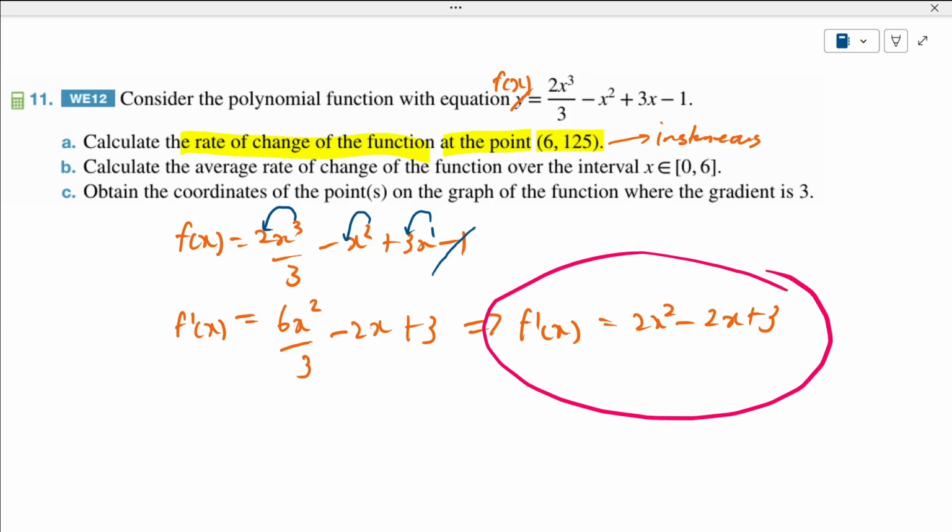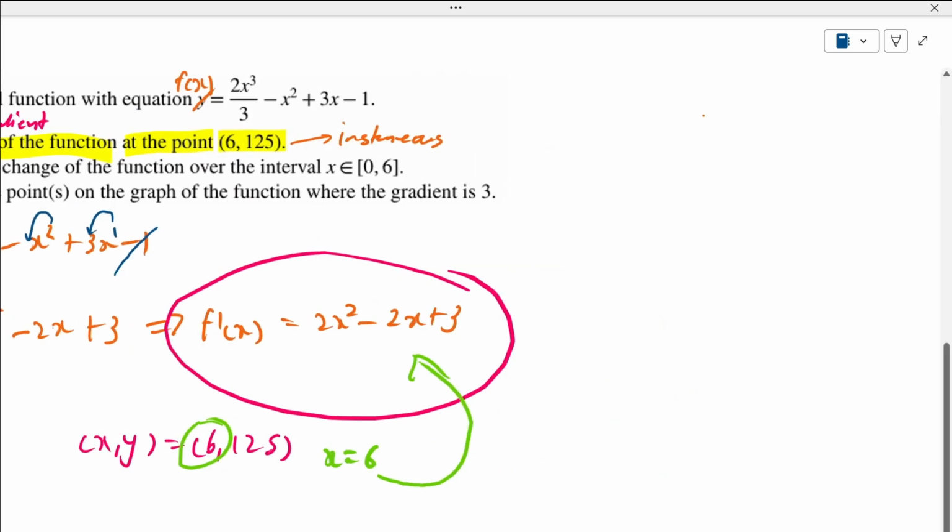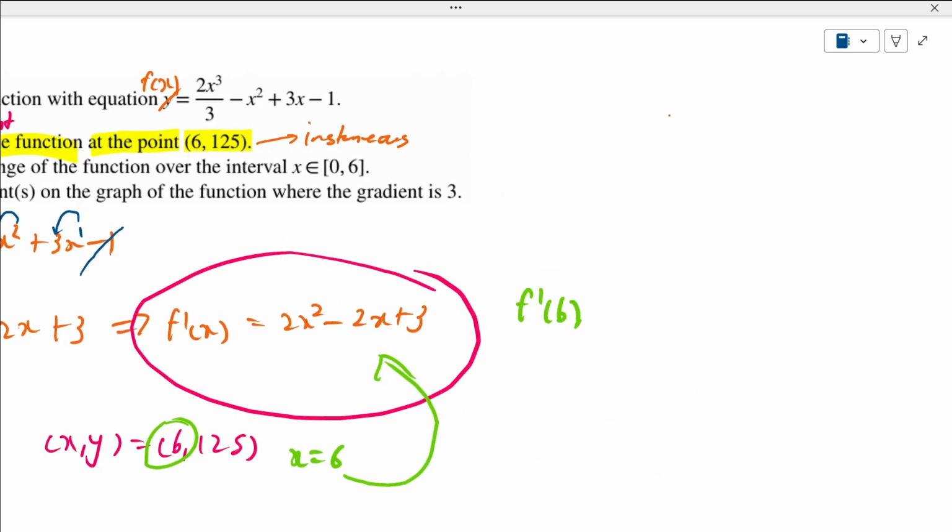So now it wants us to find the rate of change. So basically what it's asking us to find here is m, which is the gradient at this point. If we know our point is 6, 125, we can actually sub in the value of x equals 6 into this equation here to find the gradient at this point. So let's do that now. F of 6, that's why I actually wanted to put f of x first, so we can clearly indicate that we're subbing x equals 6 here, so I can put f of 6 to clearly showcase that.